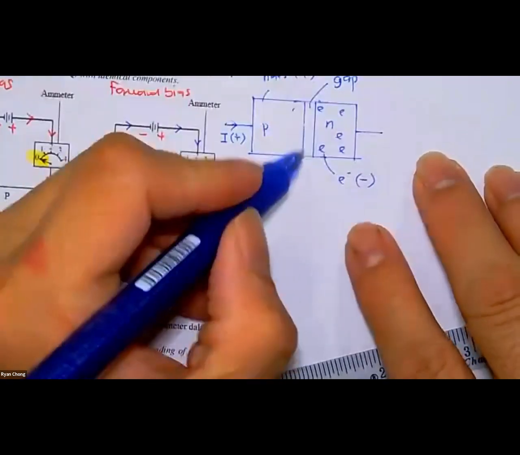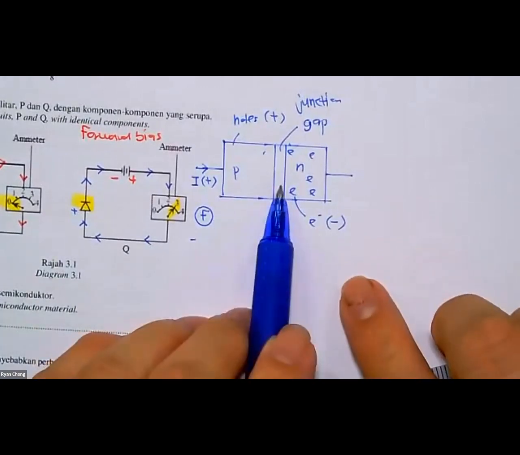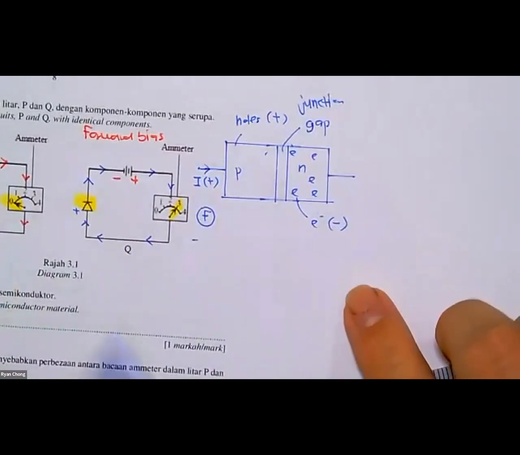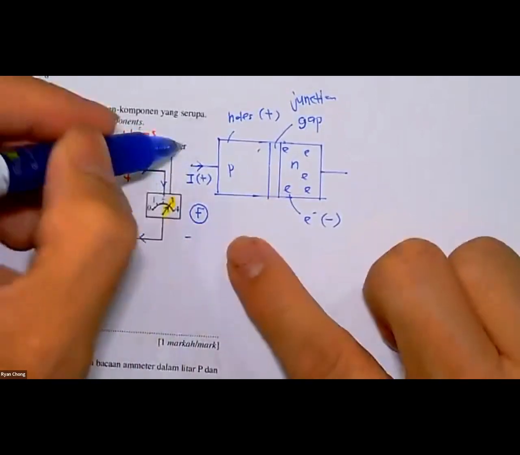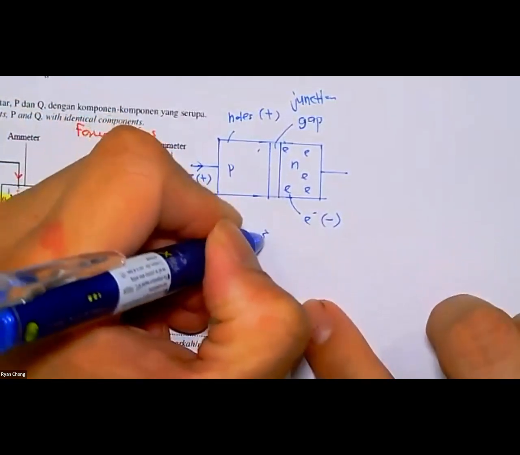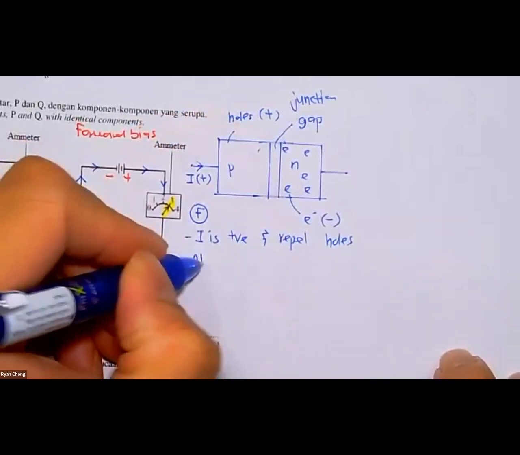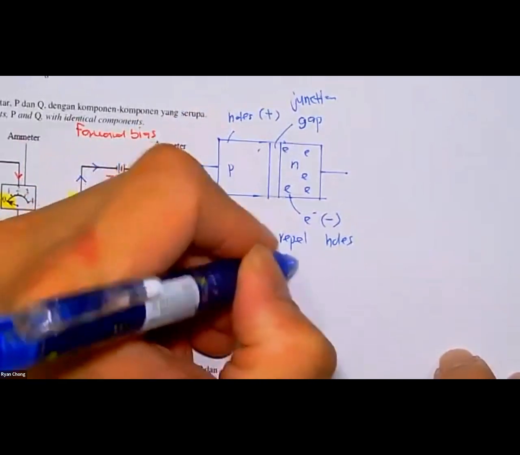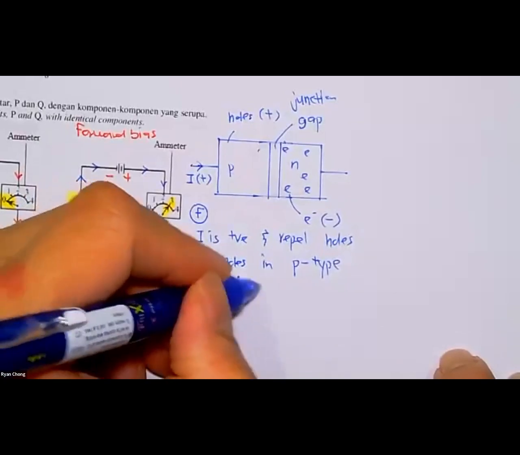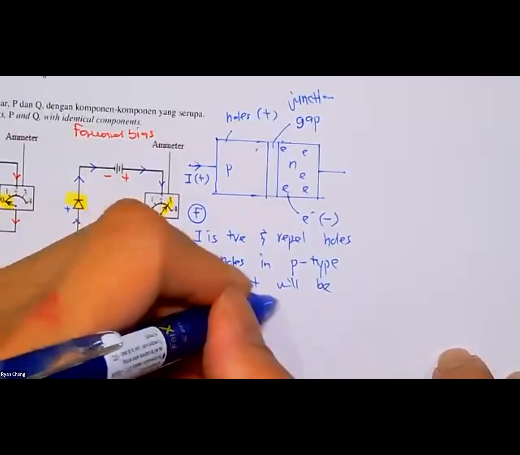Okay, the junction gap is neutral, no charge. So that's why when anything comes in, it becomes the gap. Electron cannot pass, current cannot pass like that. So I talk about forward bias. When current comes in, current is positive and repels the hole. So all holes in the P-type semiconductor will be pushed to the junction gap.